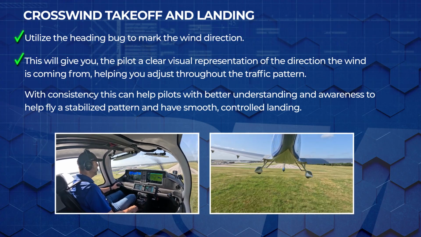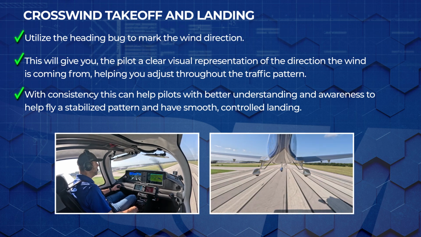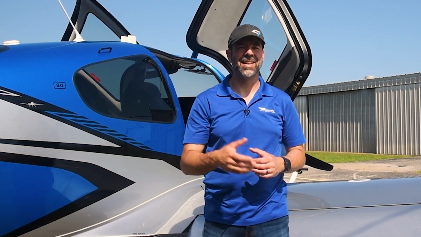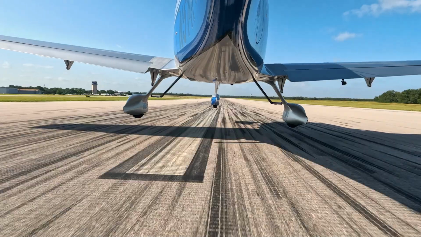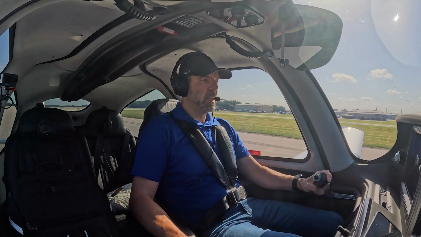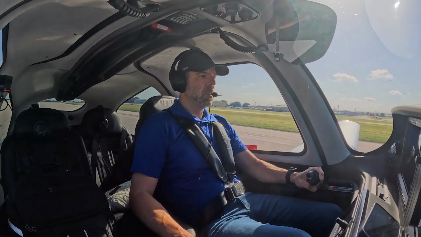In doing so, you now have a clear visual reference at all times as to where the wind is coming from at any part during the pattern, and you can make those corrective adjustments and stay ahead of the plane. Remember, work smarter, not harder. The goal of crosswind takeoff and landings is to be safe, stabilized, coordinated, and control the airplane at all times. Don't let it control you. If you feel like that's happening, it's probably a good time to execute that go-around.